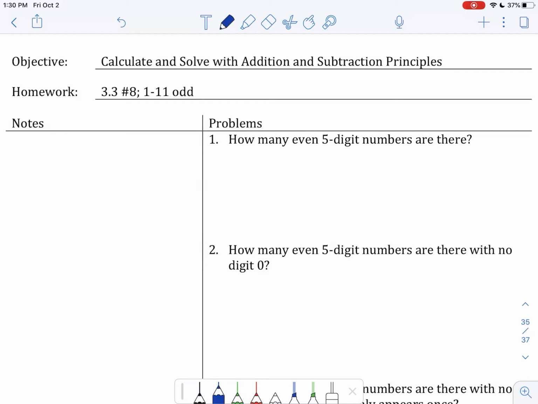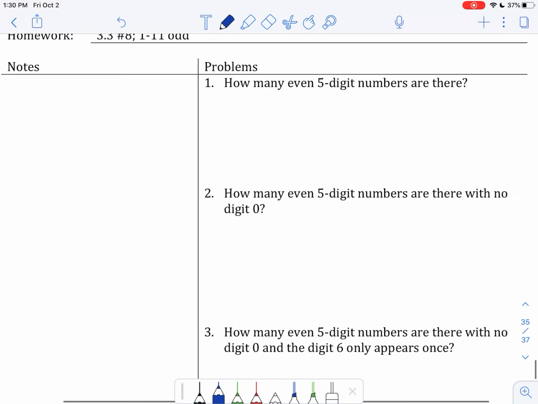Hey all, so as you might have guessed, just like there's a multiplication principle, there are also addition and subtraction principles. So we're going to look at those today and talk about how those can be a helpful way to solve some of these more complicated counting questions. So the first ones we're going to start out with just give us a little bit of space and a little bit of review of the multiplication principle. So get yourself ready for notes and we're going to get started.